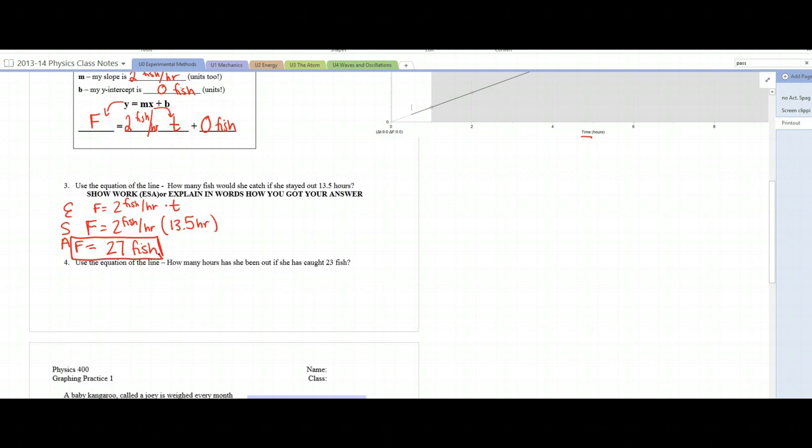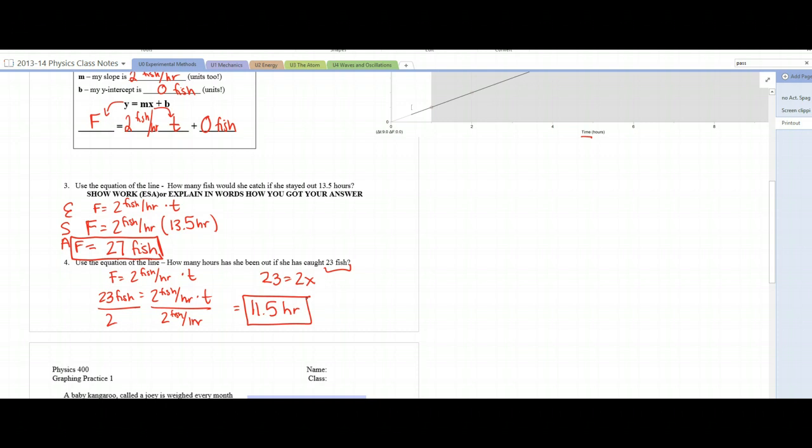So use the equation of the line, how many hours has she been out if she's caught 23 fish? In this case, we've got fish equals 2 fish per hour times time. We know that she's already caught 23 fish, so our substitution is going to be 23 fish equals 2 fish per hour times time. Now, just like in math class, if you had something that looked like 23 equals 2x, and you had to solve for x, you would divide both sides by the 2, and then you get 11.5 hours. Okay, so that's how I would work my way through it.